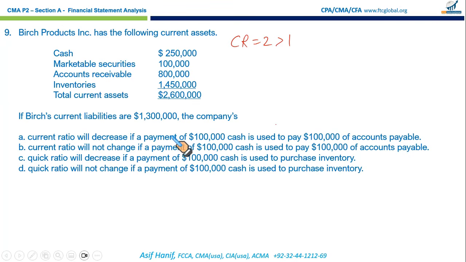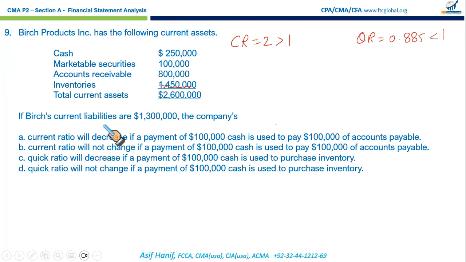And if you talk about the quick ratio, because the question also discusses quick ratio, it would exclude the inventory figure, and that will be only 800,000 plus 100,000 plus 250, 1.15 million upon 1.3, that is 0.88. So your quick ratio is 0.885, which is less than 1. So we will apply the same dynamics we learned previously and test each of these one by one.